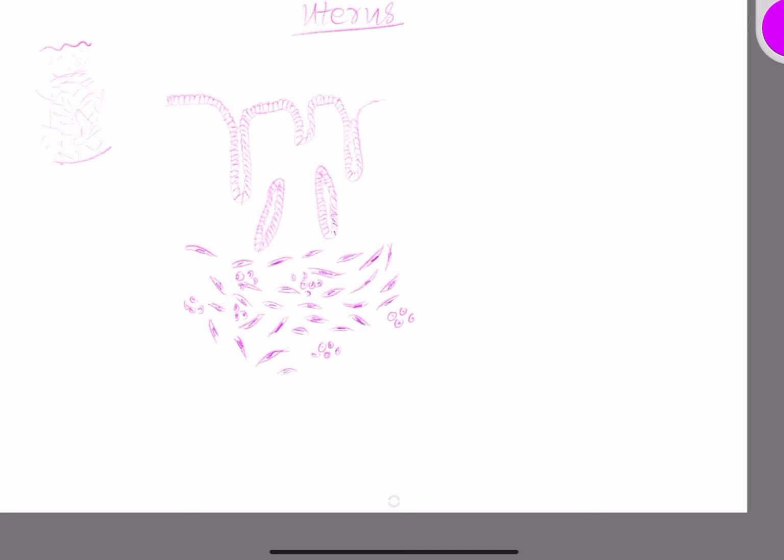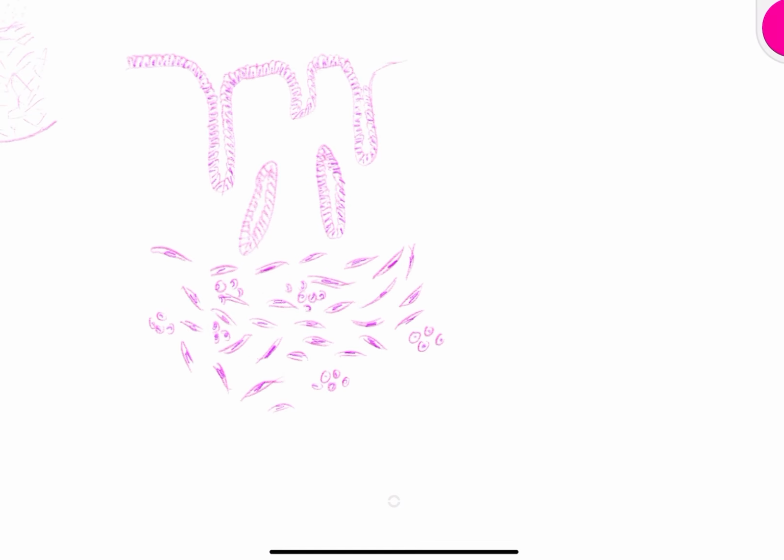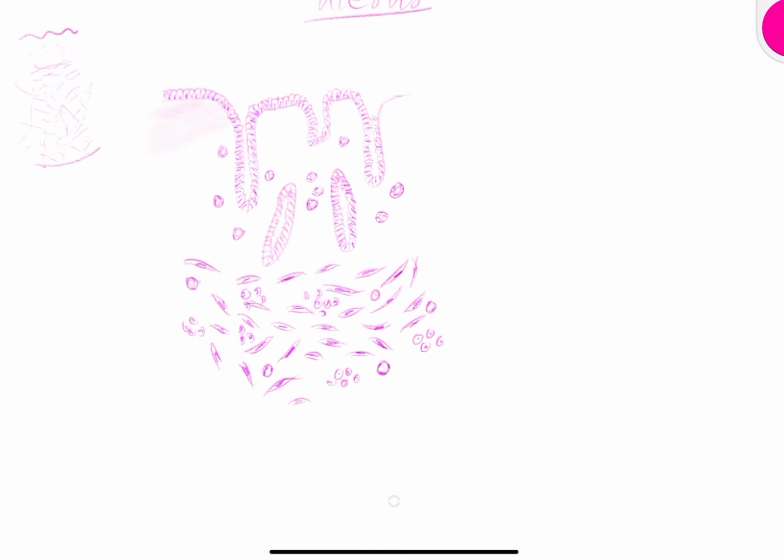You can also complete the nuclei for the epithelial cells. Never forget that. Then draw the main component of the uterus, which is the blood vessel. You will see lots of arteries cut in different planes. These are called the spiral arteries. You can shade the interior in pink.